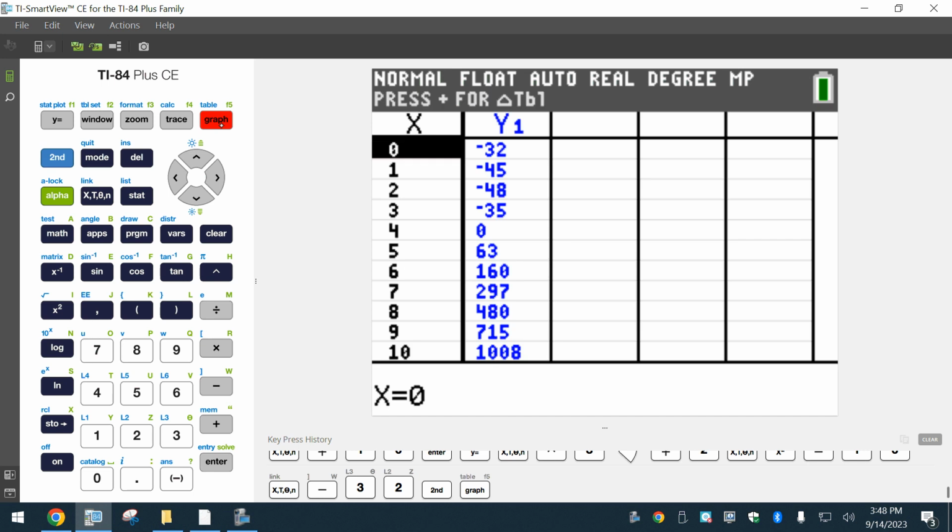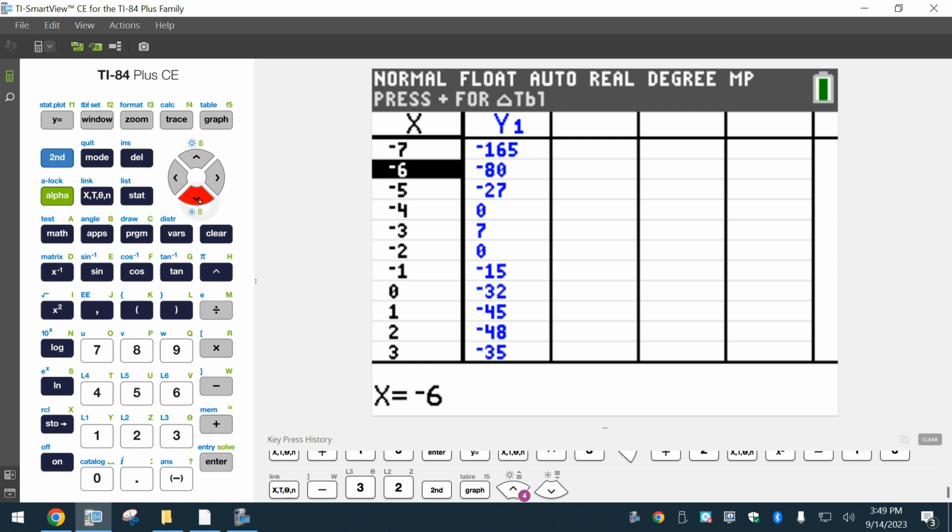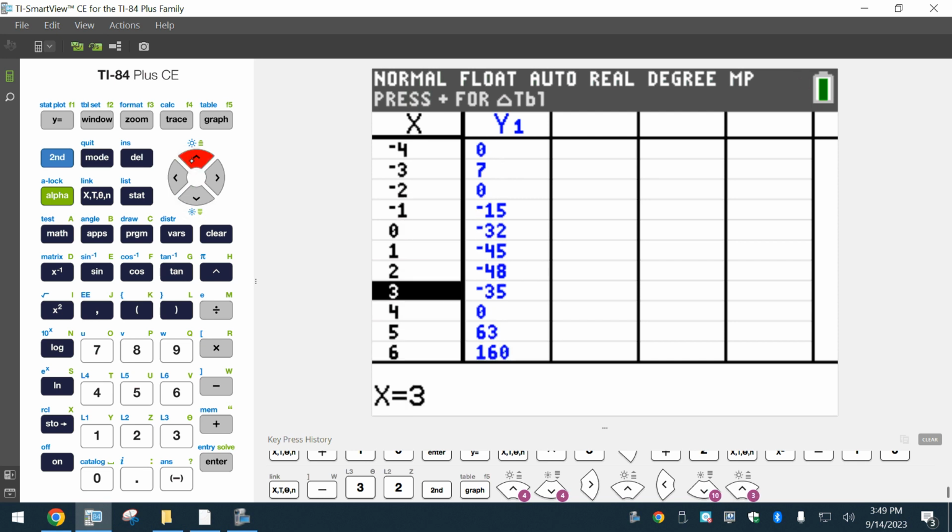Ooh, look at that. Now, depending on where yours is, you might have to scroll. Ooh, I see a couple. All right, so I see a 0 at, you're looking for a 0 in the y1 column. Okay. And you actually see a couple of them. I see -4. I see -2. And then if we keep going, I see 4.